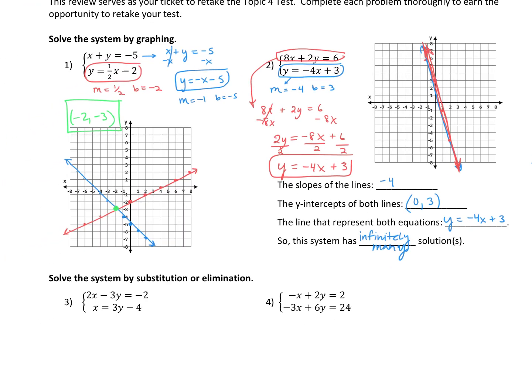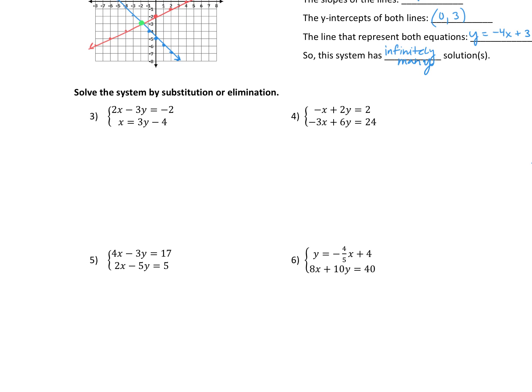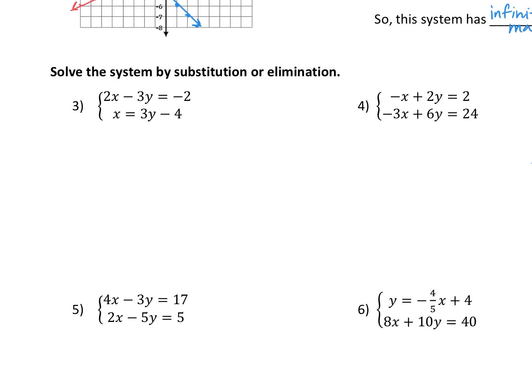All right, so that was our solve by graphing. Now we can move on to solving a system with substitution or elimination. Now you may recall on the test that you took, you got to choose between substitution or elimination. So I'm all about finding the easiest, most efficient way to do a math problem. I love doing math. I'll do this all day, but I'm also going to be efficient about it and try to find an easy way to do it.